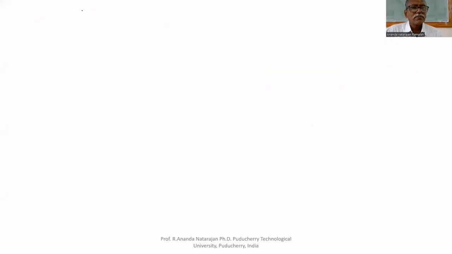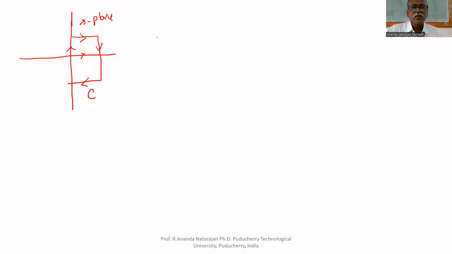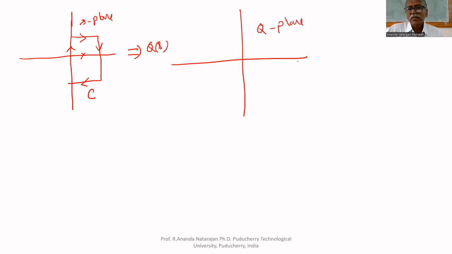Already we know that in the S-plane, if we select a pole that is enclosed by a contour, this is enclosed by a contour C. If you do the mapping on Q of S, you will get a mapping in the Q plane. This plane is called the Q plane.